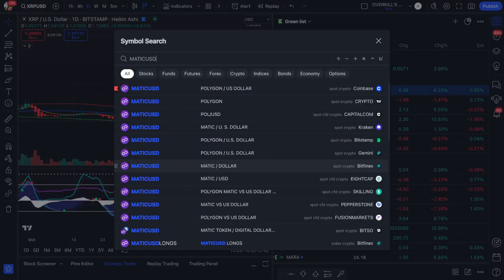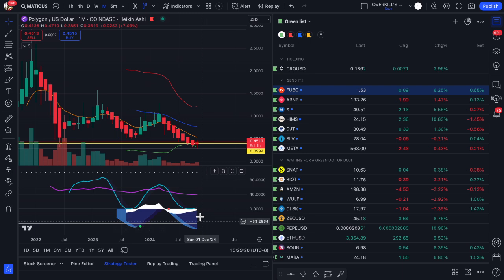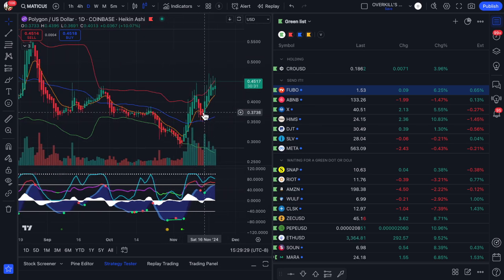We got Matic. Matic Polygon. Is this thing awake yet? Still no green dot from Matic. This one's still a laggard. The wave is pretty far up here again. I would have liked to have been buying it down here on the 6th, or even that pullback into our moving average right there at 35.